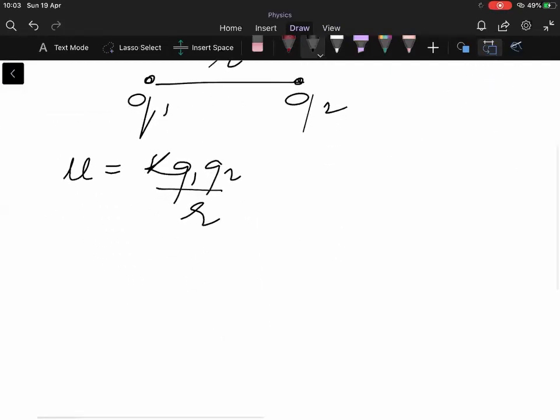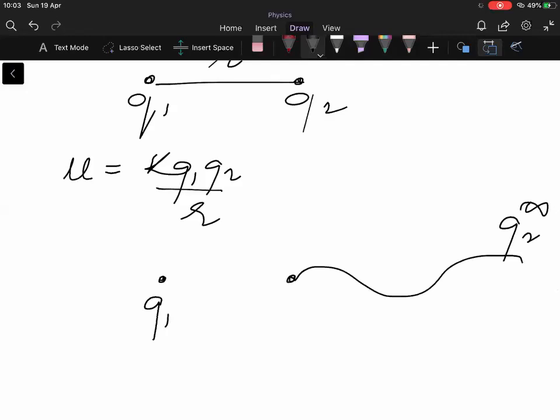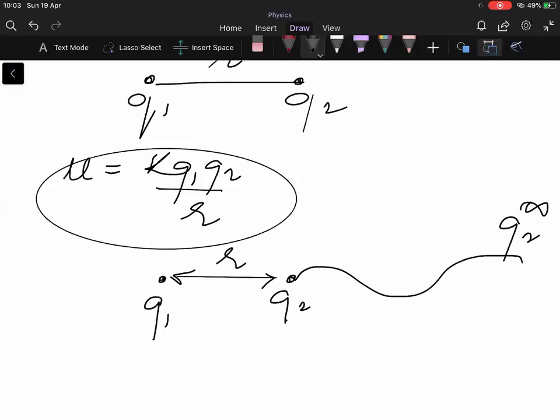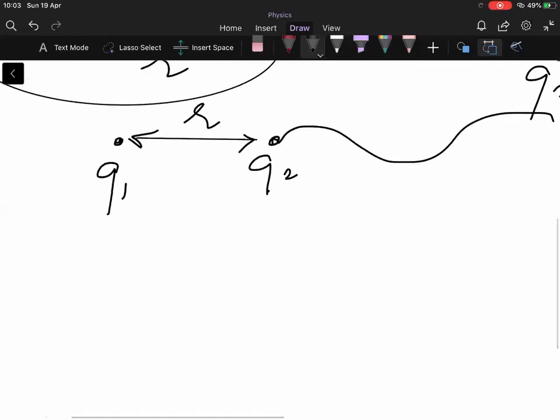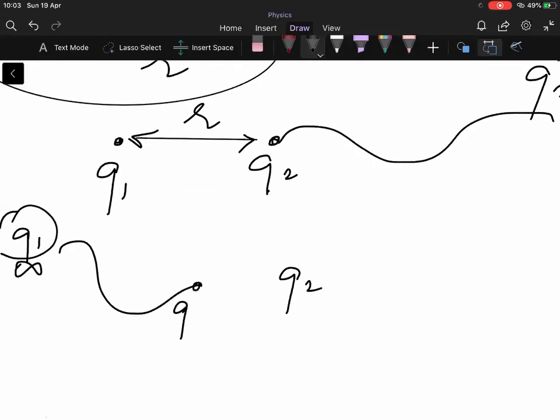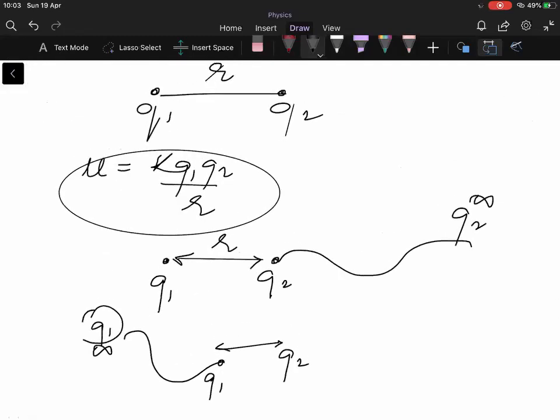Another way is, you already have q1 here and you bring q2 from infinity to this point. So now q2 comes closer to q1 at a distance r. Now the potential energy will be again given by this. The third possibility is q2 is already kept here and q1 is brought from infinity to this point. In all the three cases, the potential energy is given by this expression.